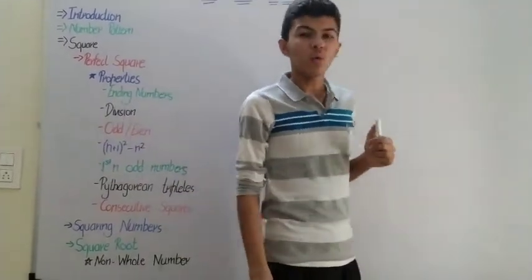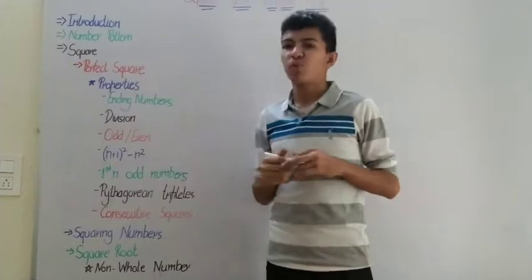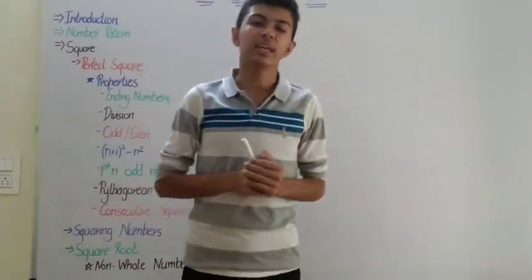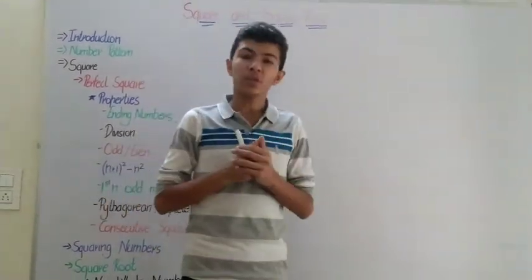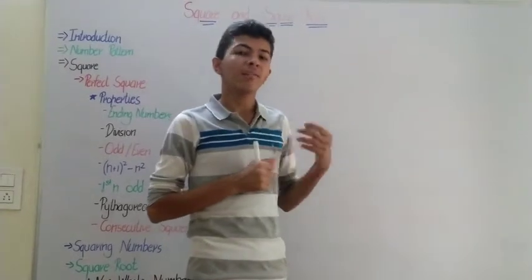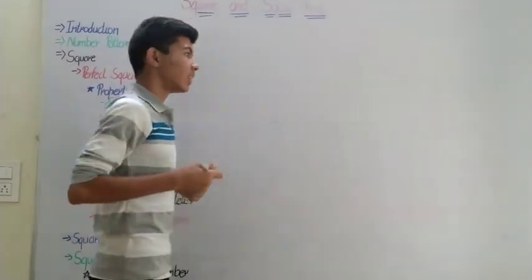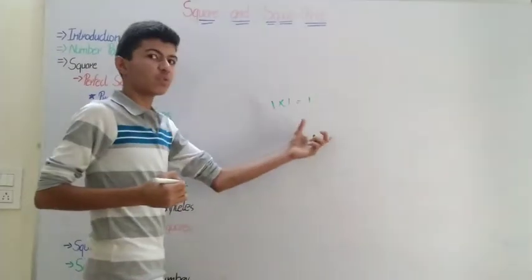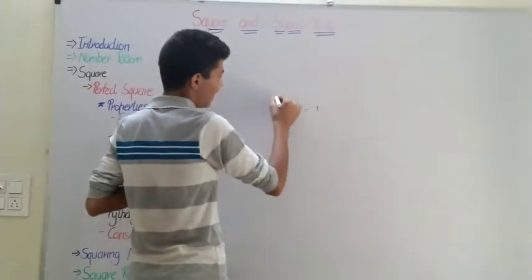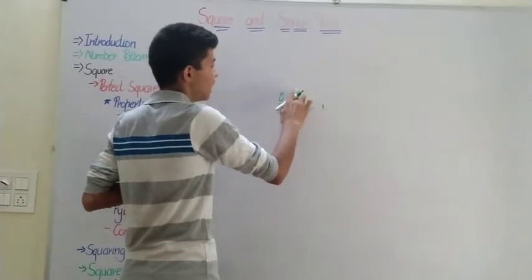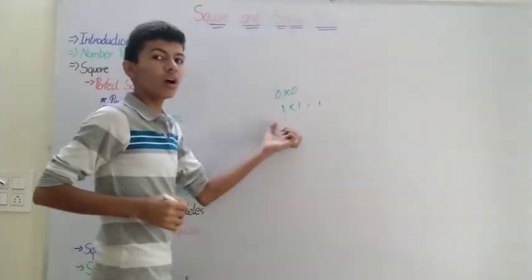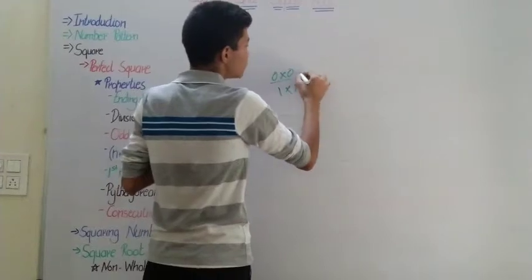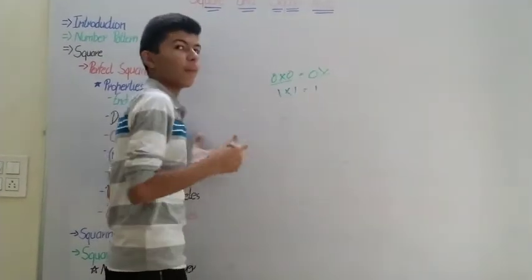So now, perfect squares. What are perfect squares? Perfect squares are the natural numbers multiplied 2 times. If we take a scenario, 1 multiplied by 1 is 1, so it is a perfect square. But if you multiply 0 by 0, that is 0, which is not a natural number, so 0 is not a perfect square.